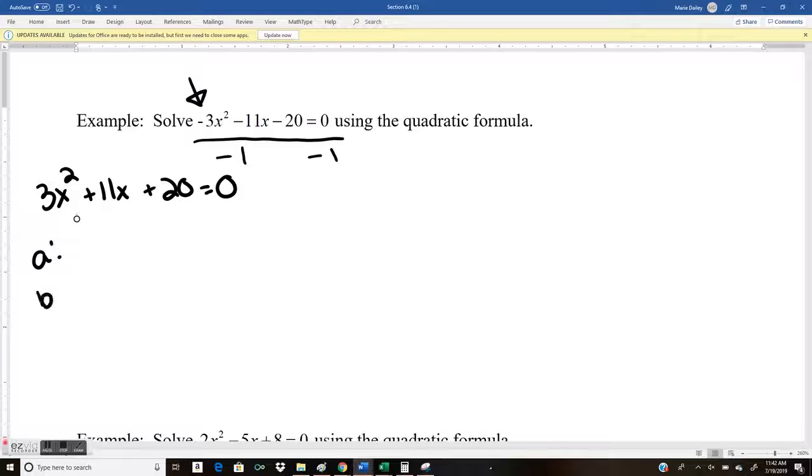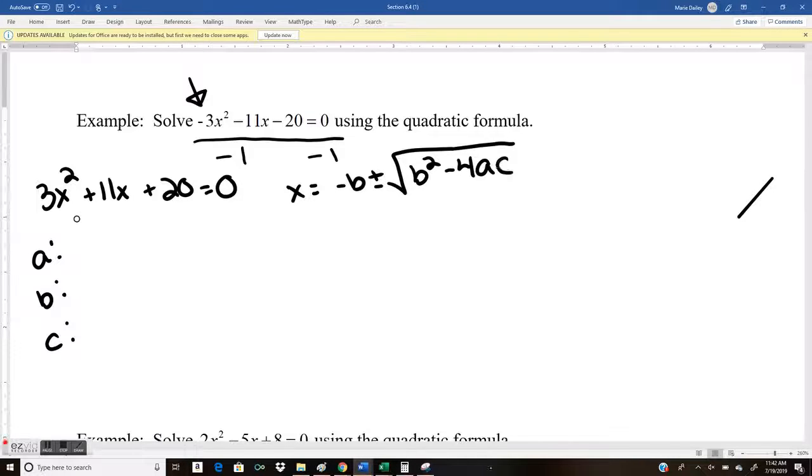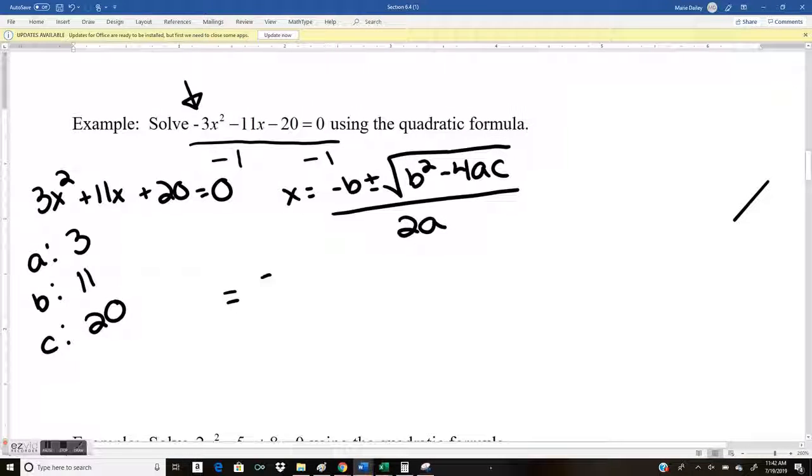Now, I know some of you will say, well, can't I just leave it like that? Technically, you can. There's nothing wrong with it, but with all the other techniques we have, it's just easier if you always remember to put it in standard form first. So again, I'll make my a 3, my b 11, and my c 20. Now from here, we can plug this into our formula.